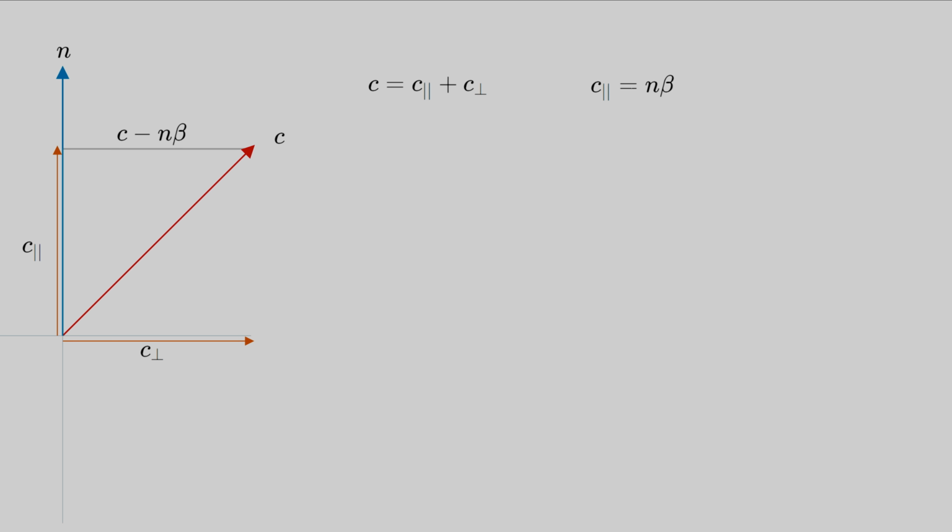An important observation is that the dot product between two perpendicular vectors equals 0. So we enforce n dot the quantity C minus n beta equals 0. This is the entire trick.